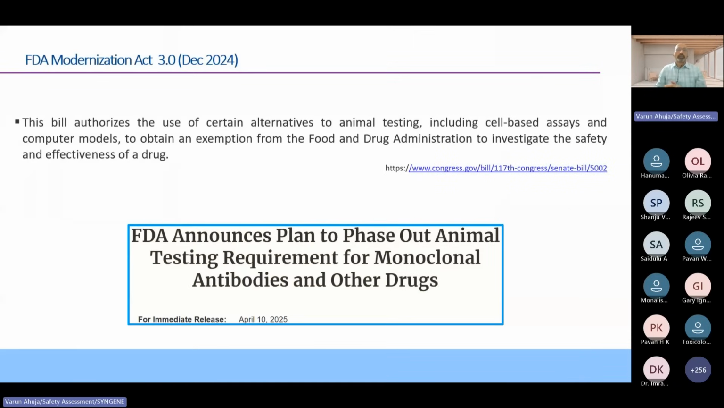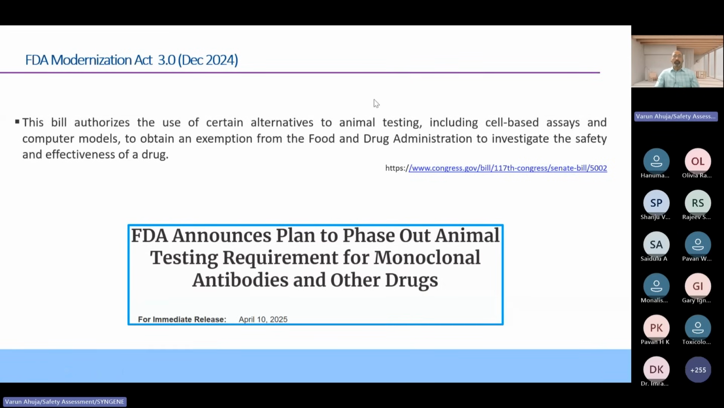So the FDA Modernization Act 3.0 came in December 2024, and as per this bill, it authorizes the use of certain alternatives to animal testing, including cell-based assays and computer models, to obtain an exemption from the FDA to investigate the safety and effectiveness of a drug. But it is not for all cases. The FDA will review the data, and right now it is for small molecules. For many of the large molecules, like ADCs, you still need animal testing.